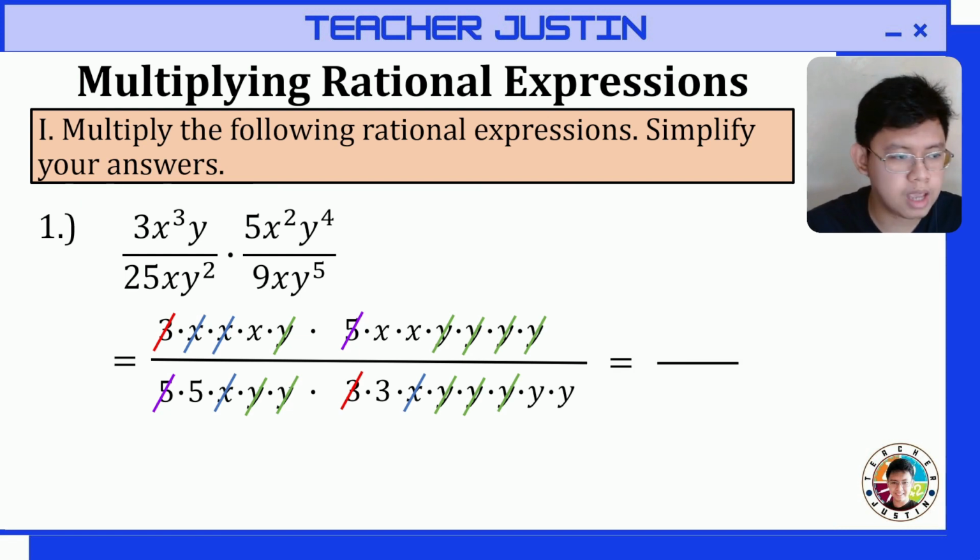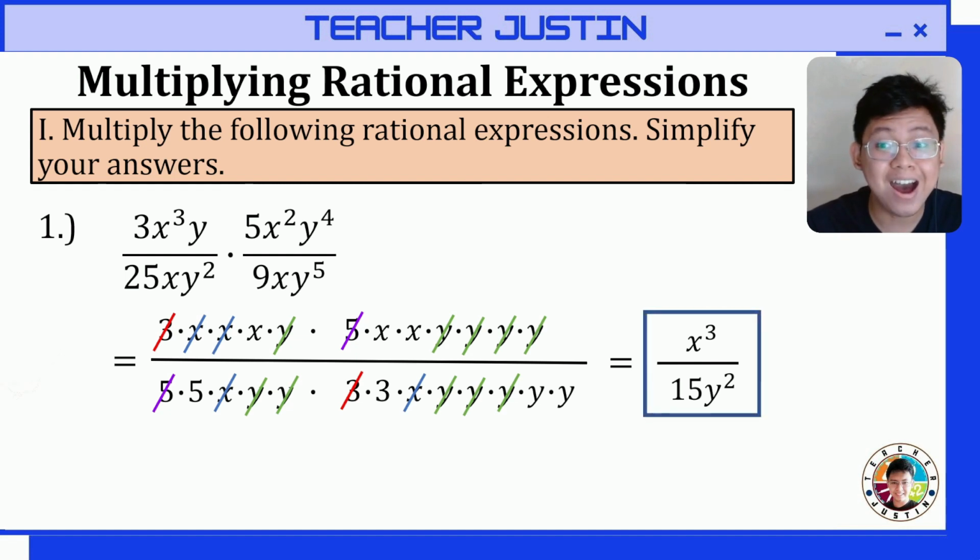Sa numerator, we have x times x times x. That will give us x cubed. Now, sa denominator naman, we have 5 times 3 times y times y. That will give us 15y squared. So, to conclude our answer, their product will be x cubed over 15y squared. And that's it. Tada! Alright.